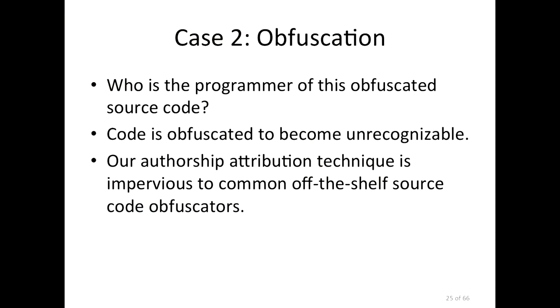In the second case, we will talk about obfuscation. There are several reasons people try to obfuscate their code to make it unrecognizable. First of all, you might have plagiarized and be trying to hide that you copied someone else's work, or you might have malware and be trying to make it unrecognizable so that it won't be detected. Or in other cases, you might just be trying to stay anonymous and hide your coding style.